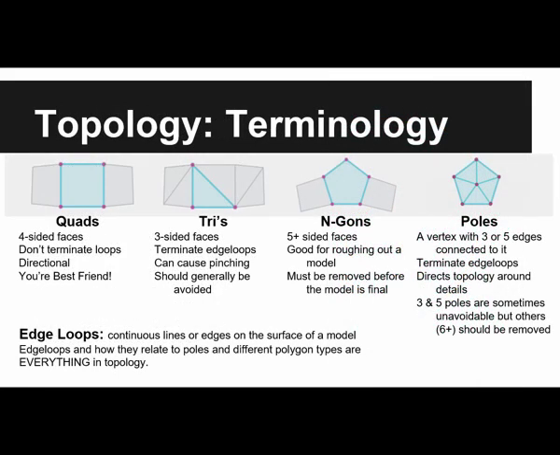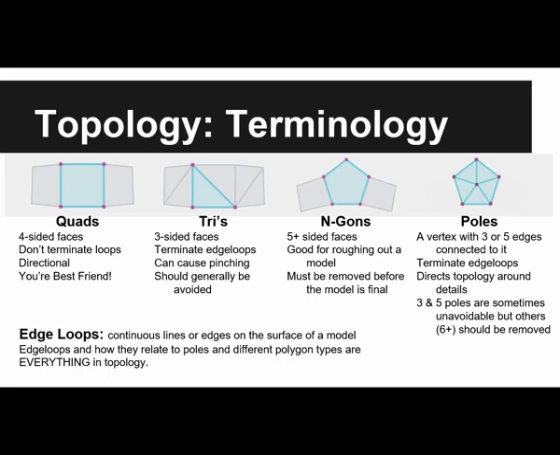Here's some topology terminology. You heard me refer to quads. Quads are four-sided faces. They don't terminate loops, and they're directional. They're your best friend. They're excellent. Tris are three-sided faces. They terminate edge loops. They can cause pinching and should generally be avoided.